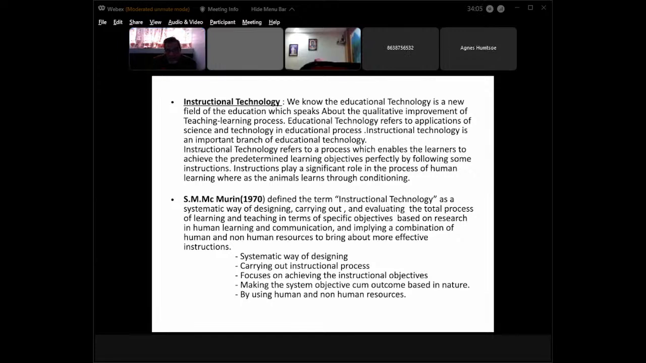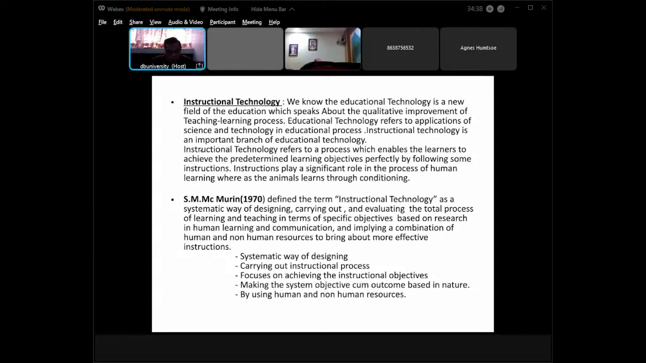So far as instructional technology is concerned, as I have said, it is a new field, a branch of educational technology. Educational technology deals with the technology of teaching. It deals with the network of different new approaches of teaching. It deals with the new system of teaching and learning. We have to understand the whole structure of the teaching learning process.